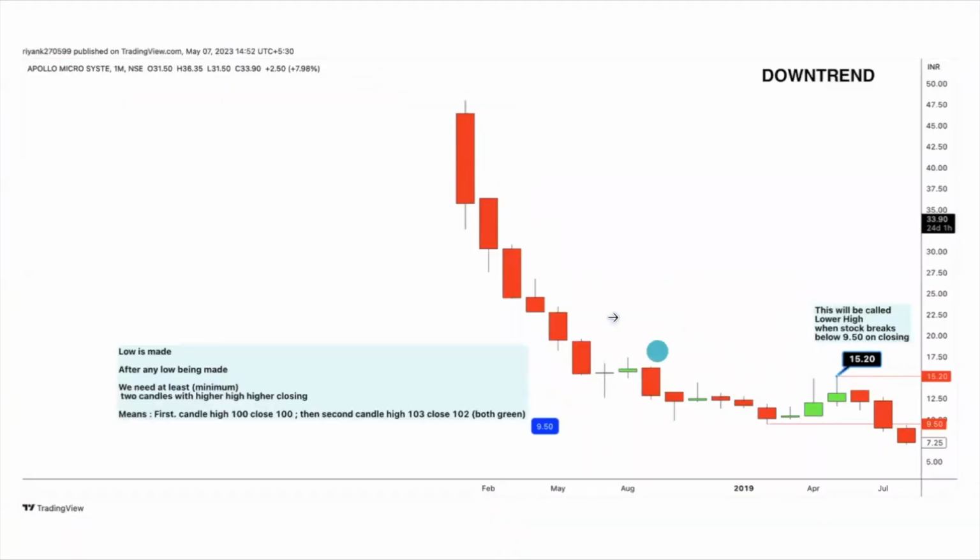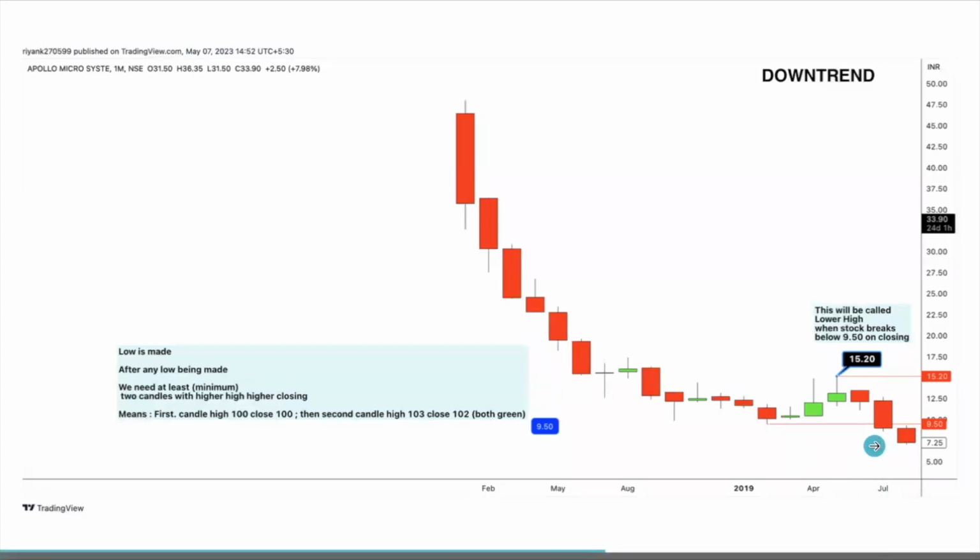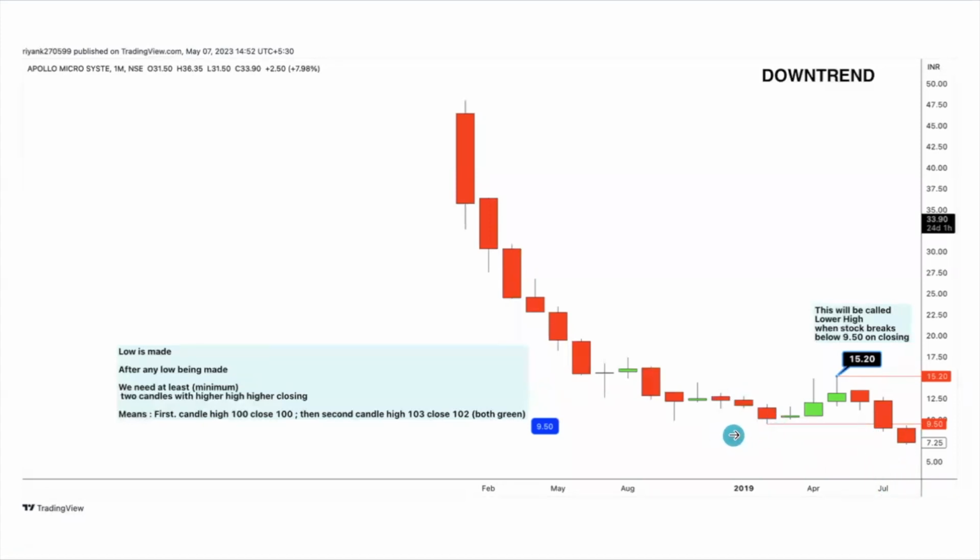So this is an example of a downtrend, okay? Because a breakdown happened below the low of 9 rupee 50 paise. Now we know as per the Dow theory that the reversal will happen when the stock goes above 15 rupee 20 paise on closing basis. जब stock 1520 के ऊपर चला जाएगा closing basis पे, that is when we will consider it to be a trend reversal. Okay. All right.